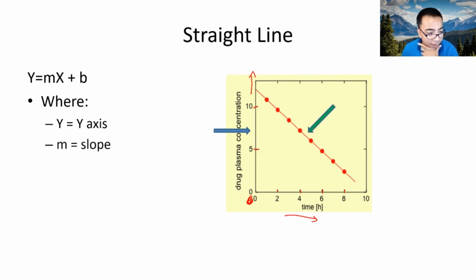Okay. M here refers to the slope. Now, the slope here, class, is the steepness of the line. So, how steep is that? Normally, class, pag tumataas, lumalaki yung slope, lumalaki yung value ng slope, it becomes more steep. The less value, the less steep it is.